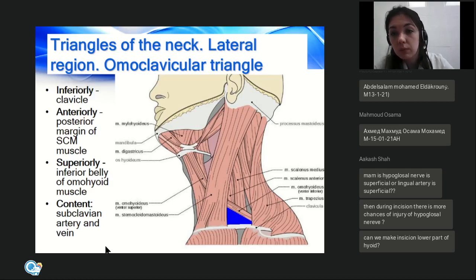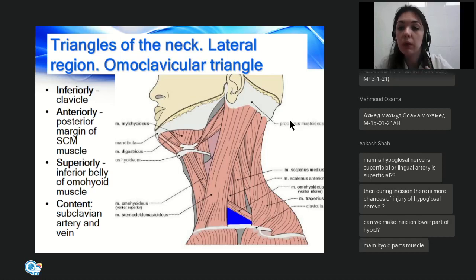Hyoid is a bone. Hyoid is this bone. It's very difficult to make an incision of it. When we perform any dissections, you will study it later when you reach third year, when we study topographic anatomy. If a surgeon is good, then he will not damage any surrounding tissues. If a surgeon damages tissues all the time, he should think about changing his profession.